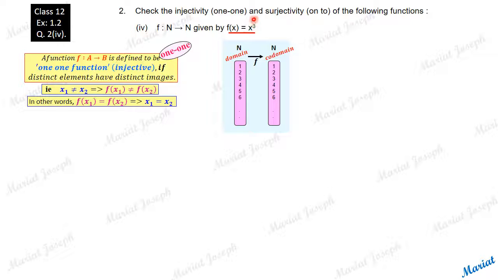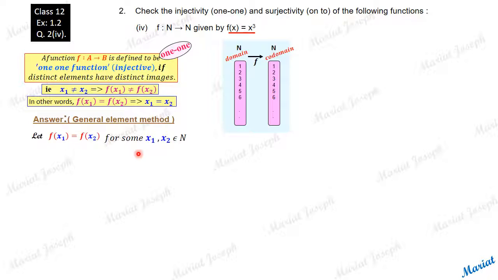While checking this example, we can go by either of these interpretations. I'm going by the second one. Let us take two images which are equal for some x1 and x2 of the domain. Let f of x1 be equal to f of x2 for some x1 and x2 of the domain. Which means, what is f of x1? F of x1 is x1 cube. F of x2 is x2 cube. They should be equal. So this equation can be rewritten as x1 cube is equal to x2 cube.